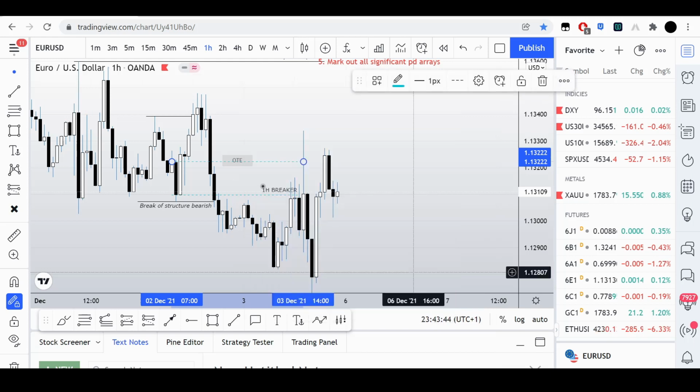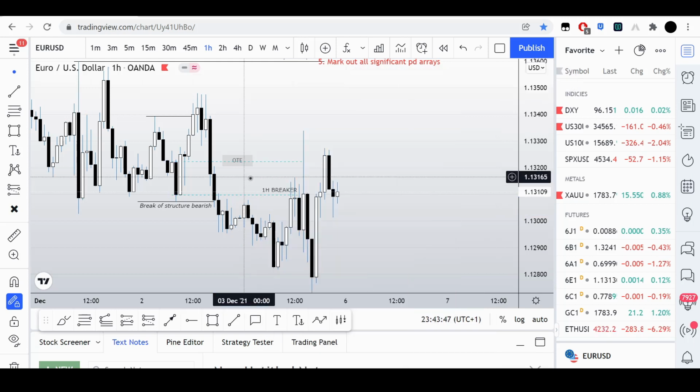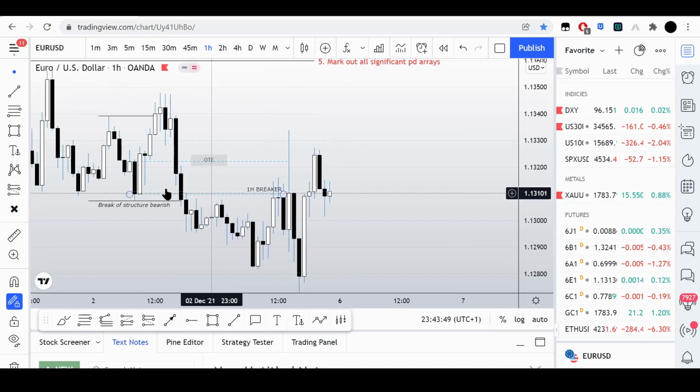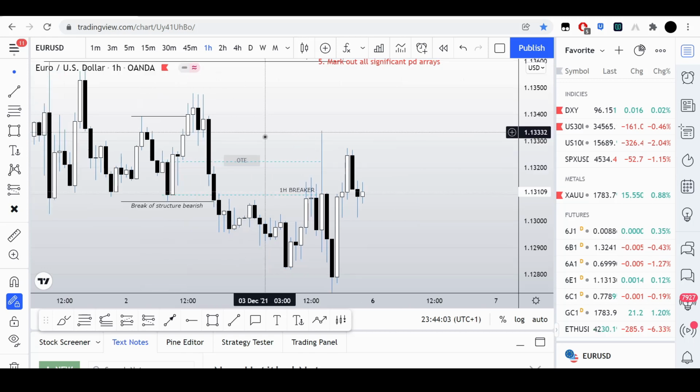All right, stick with me, y'all. This is gonna be some real nuggets. All right, so you can see that we have this breaker. What is also inside of that breaker? We're doing the PD array matrix. We're going from top to bottom, FVG to breaker to order blocks. Okay, we have our breaker.